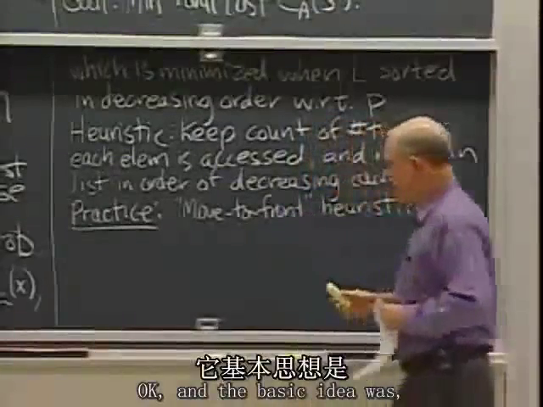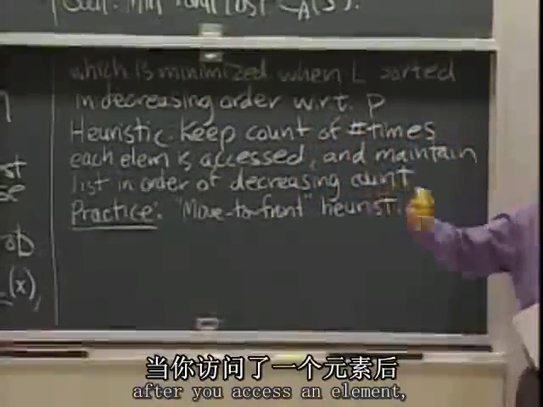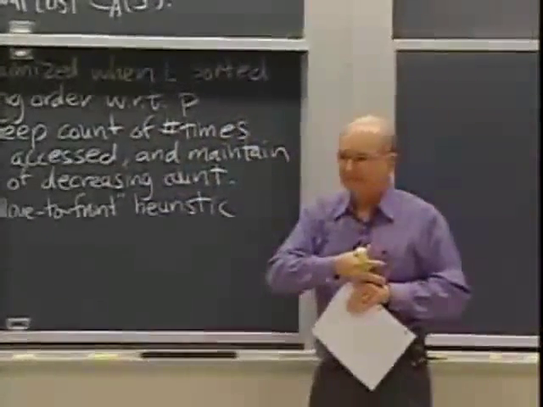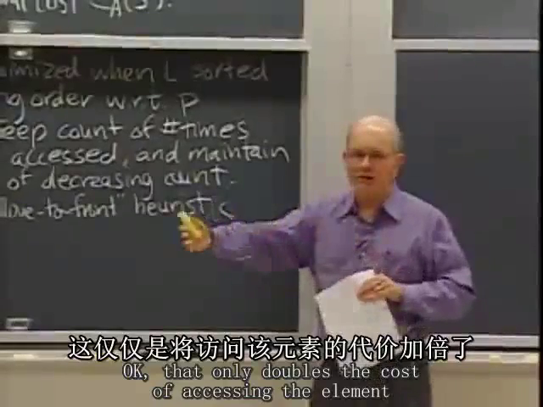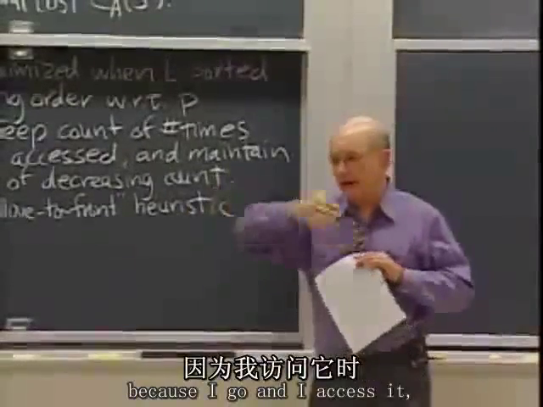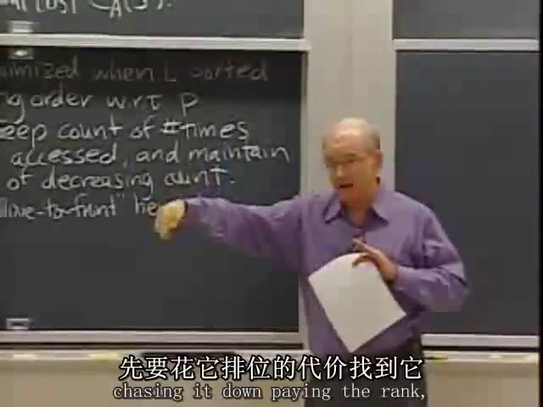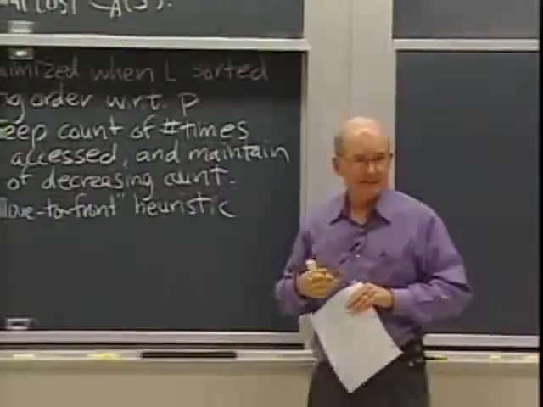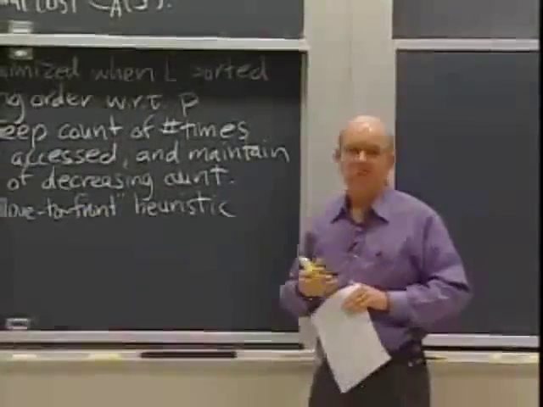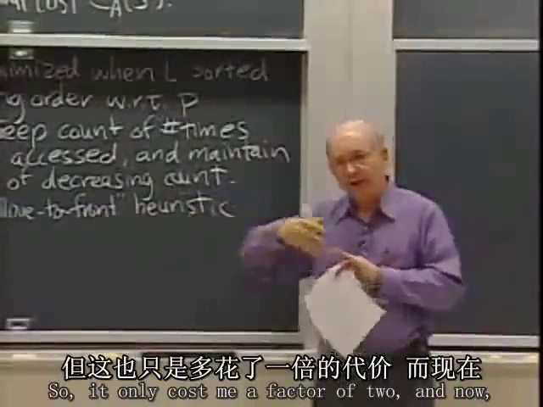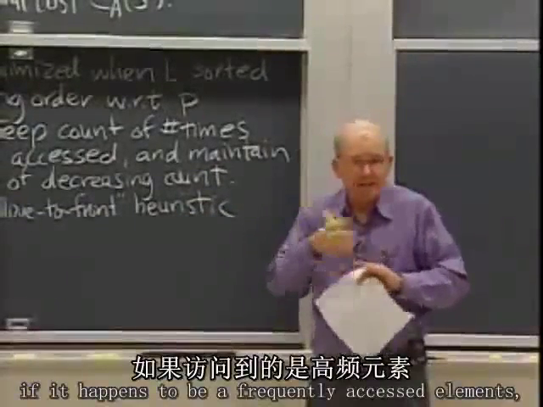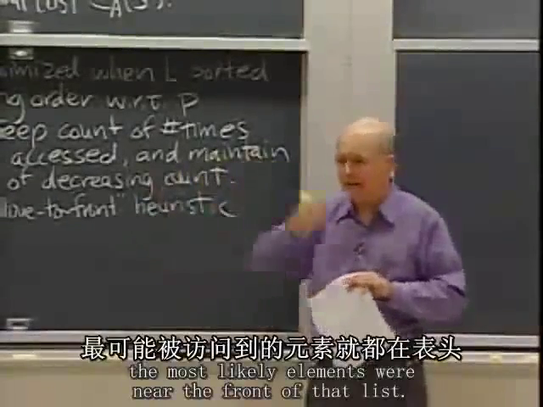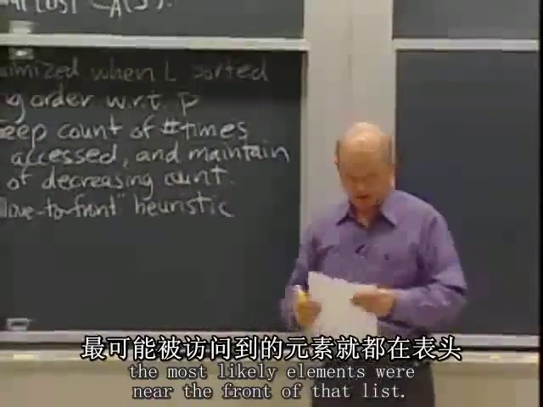Okay? And the basic idea was, after you access an element, just move it up to the front. That only doubles the cost of accessing the element, because I go and access it, chasing down, paying the rank, and then I have to do rank number of transposes to bring it back to the front. So it only costs me a factor of 2, and now if it happens to be a frequently accessed element, over time you'd hope that the most likely elements were near the front of that list.